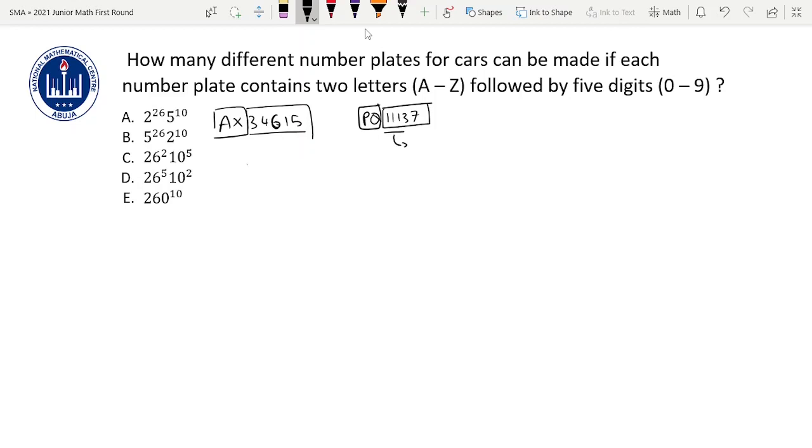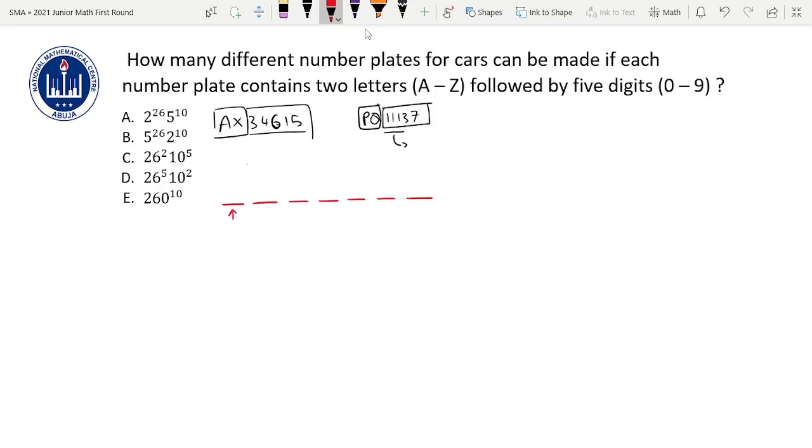We're asked to now count how many of these valid plate numbers there are. Notice that every plate number is going to have 7 characters in it, some letters and some digits. So let me just draw 7 spaces here. We're going to fill these with letters and numbers.